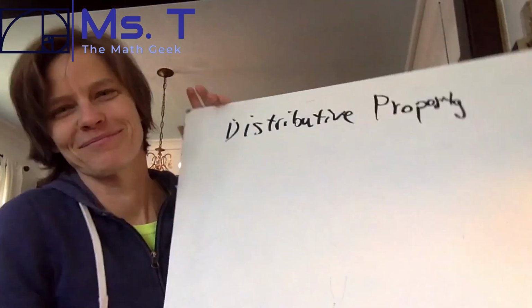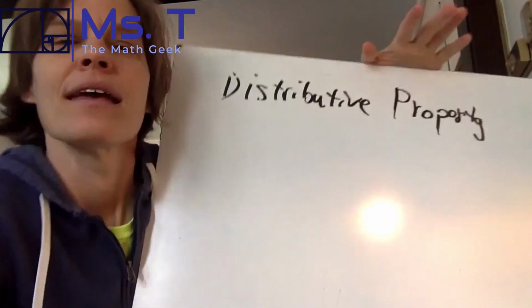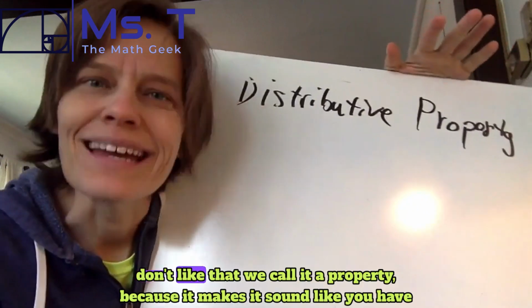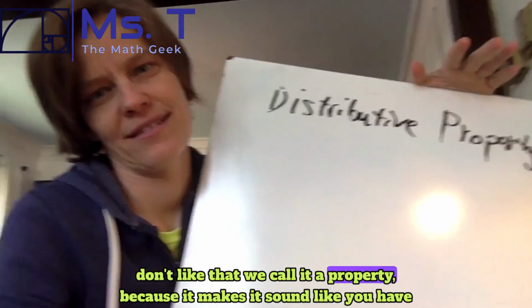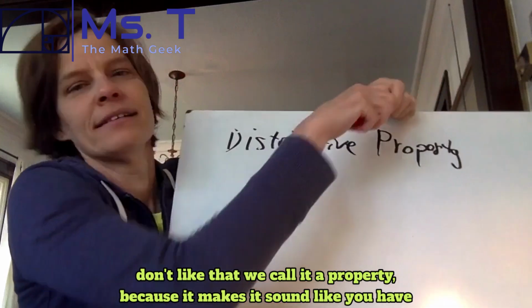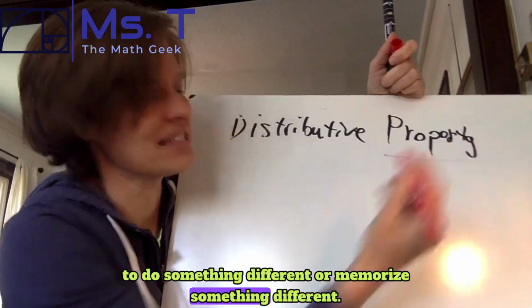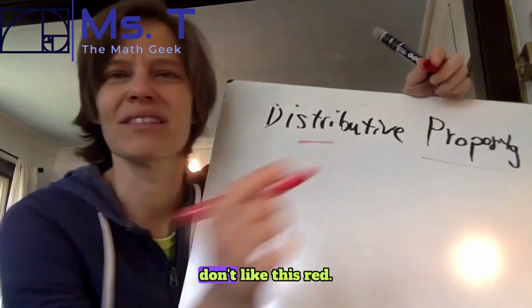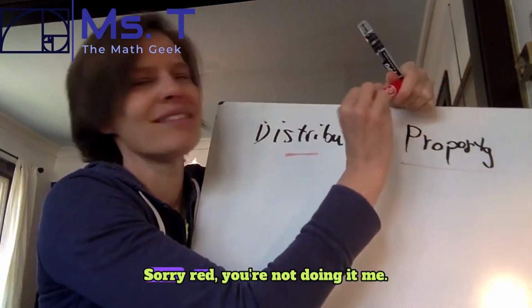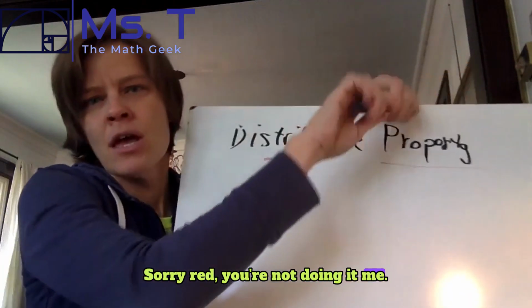So, I don't like that we call it a property because it makes it sound like you have to do something different or memorize something different. I don't like this, Red. Sorry, Red. You're not doing it for me.